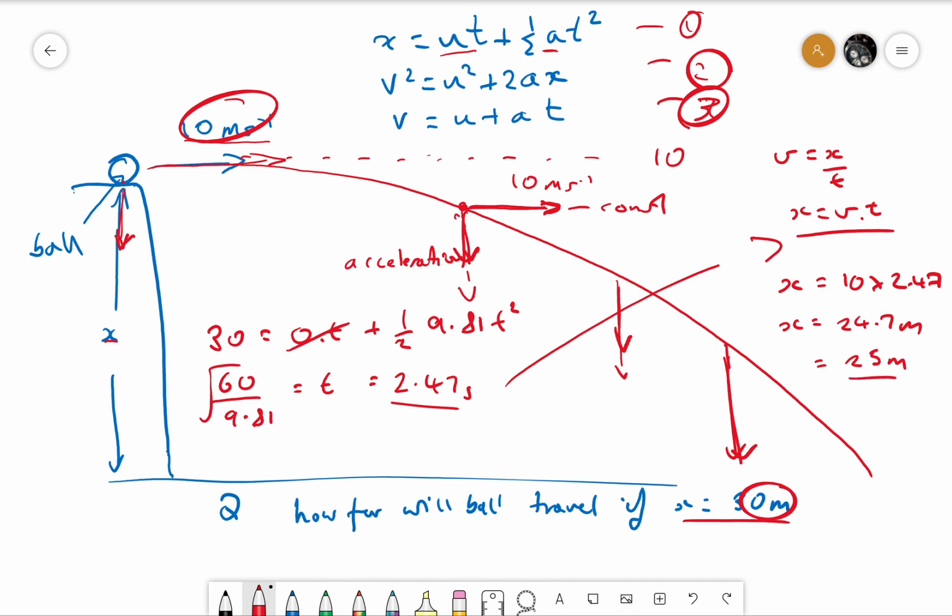And remember, we work to the lowest number of significant figures given in the question, so 10 is to 2, 30 is to 2, so my answer must be to 2. Again, I hope this helps.